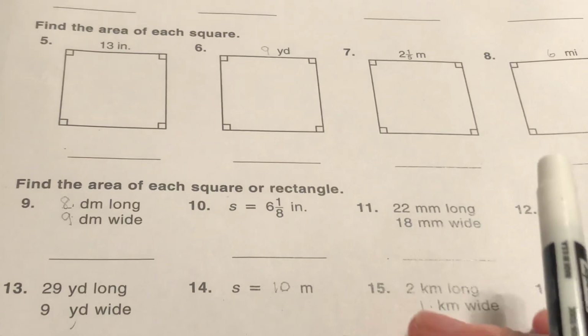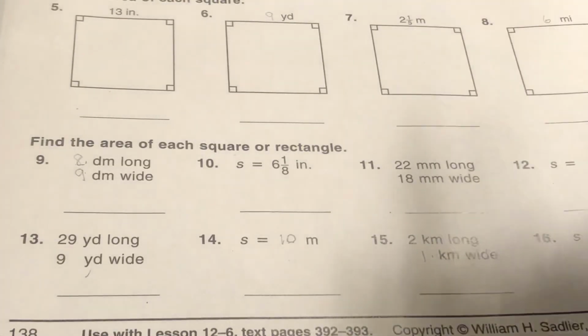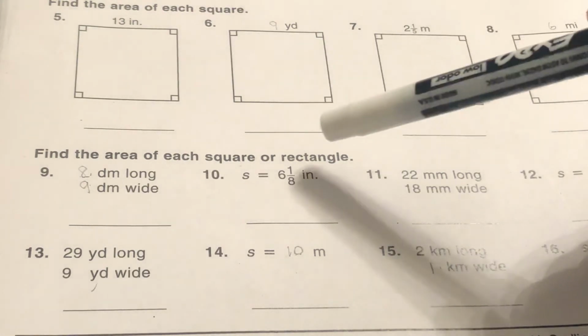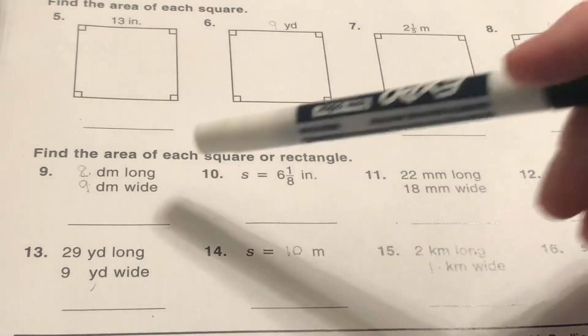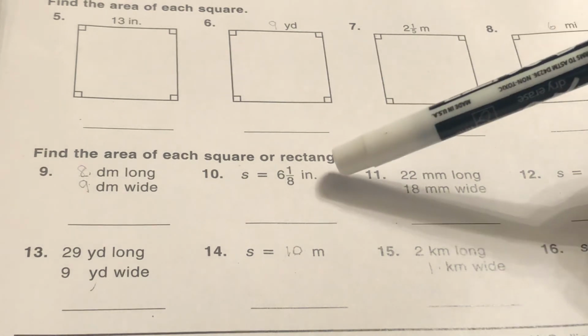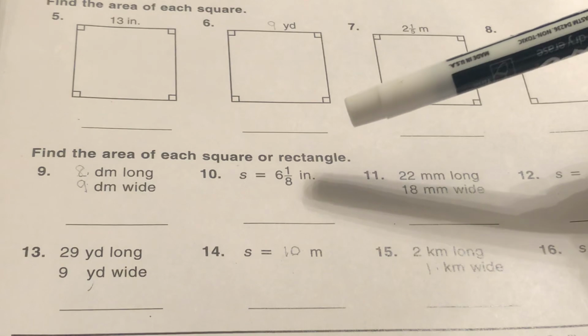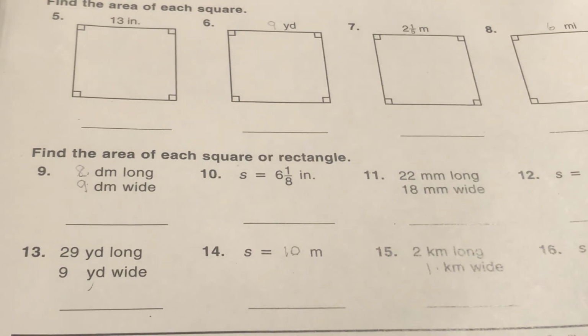On 9 through 16, there's no pictures, but you should be able to tell whether it's a rectangle or a square because squares will only give you one side. Rectangles, it's gonna give you two sides. So if it's a rectangle, if you have two numbers, you're gonna do length times width. You're gonna multiply those two numbers together. If you only have one number, you're gonna multiply that number twice, 6 1/8 times 6 1/8, okay? So again, square labels on these. I put that in your directions so you didn't forget.